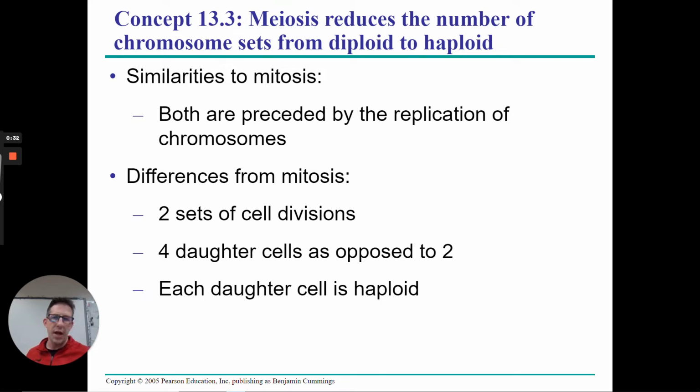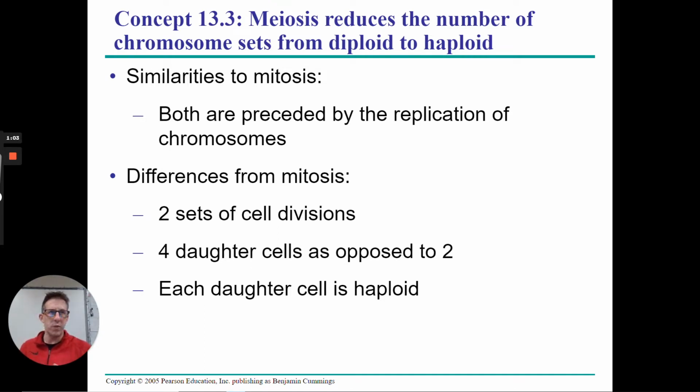Now, one of the things that you'll notice here, and some of this will help you, but at other times it's going to hinder you, is that this process of meiosis is similar to mitosis in a couple of different ways. Number one, it's preceded by the replication of chromosomes. Before meiosis ever happens, the chromosomes do replicate, and that same event happens in mitosis as well.